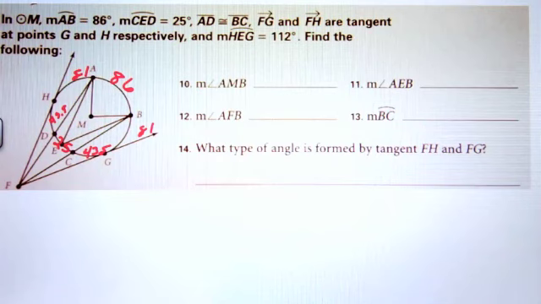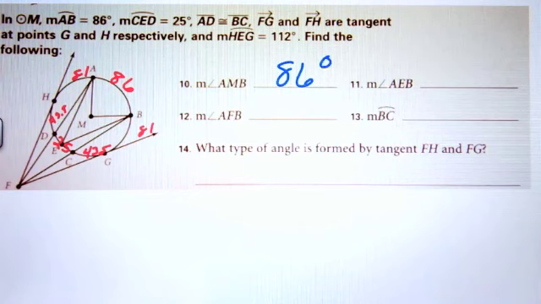AMB. What kind of angle is AMB? M is the vertex. The vertex is on the center of the circle. So AMB is a central angle. And as we know, central angles and arc measures are the same. So AMB must be 86 degrees. Fantastic.